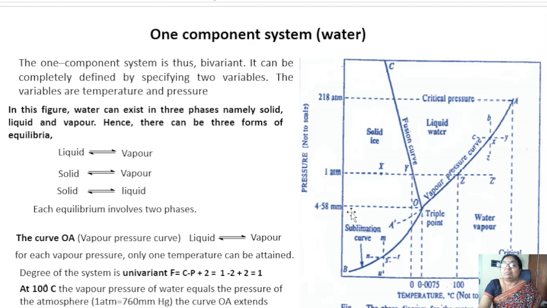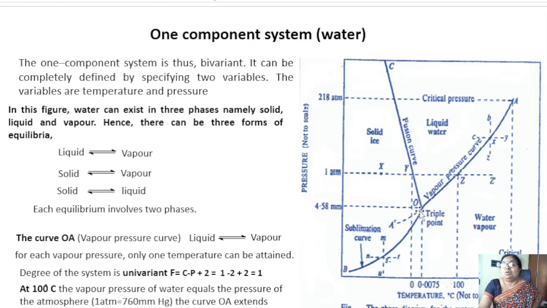It would be variable with both temperature and pressure. By applying the Gibbs phase rule, F is equal to C minus P plus 2. Here there are 3 phases, so F is 1 minus 3 plus 2, that is 3 minus 3, which equals 0. So this is what we call an invariant system.